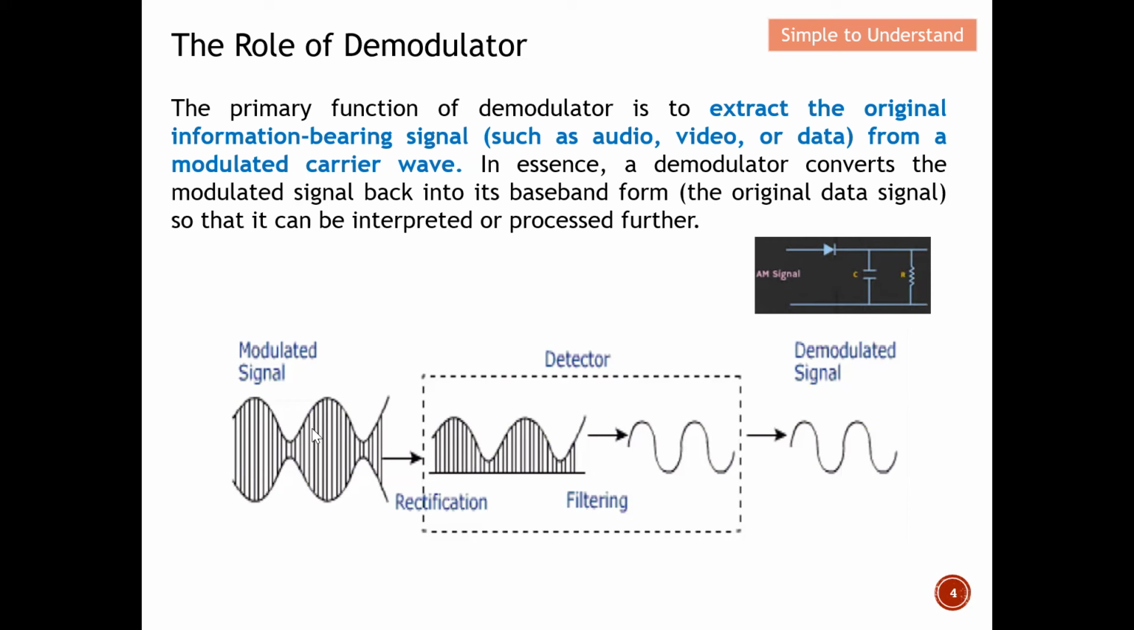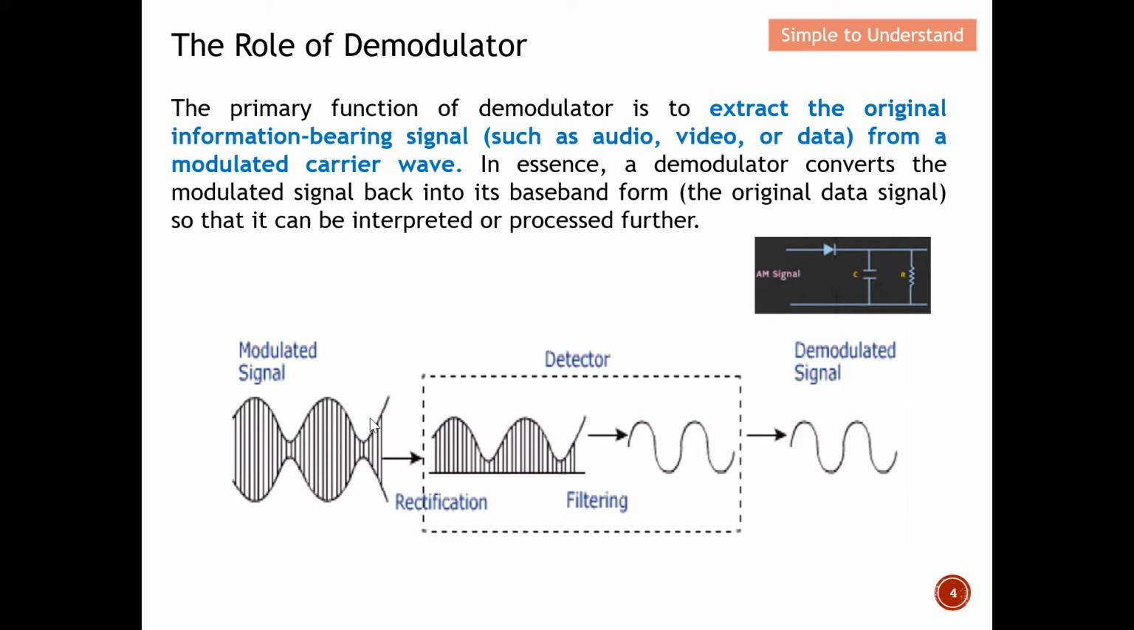So over this diagram here, this is an amplitude modulated signal. The desired signal, or the information, the modulating signal, actually appears at the peak. Therefore, we just need to have an envelope detector. Basically, it just copies the peak value and we simply recover the original signal. So in essence, a demodulator converts the modulated signal back into its baseband form, or the modulating signal, so that it can be interpreted or processed further.